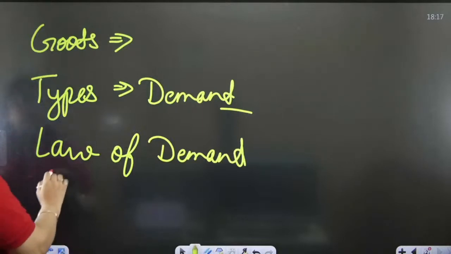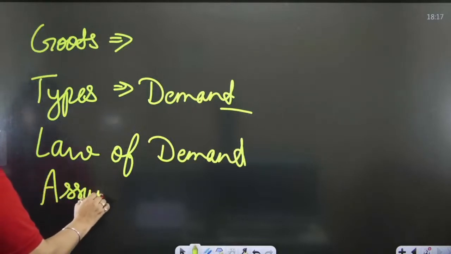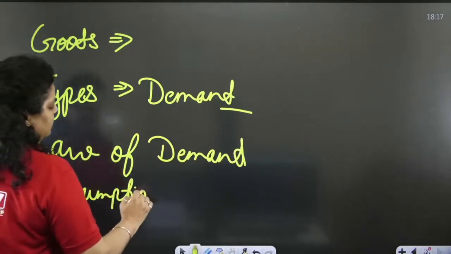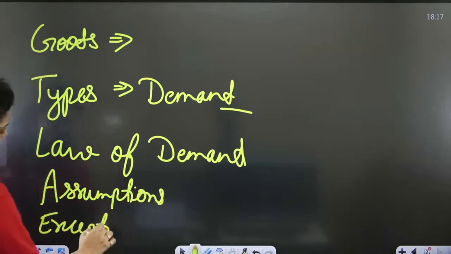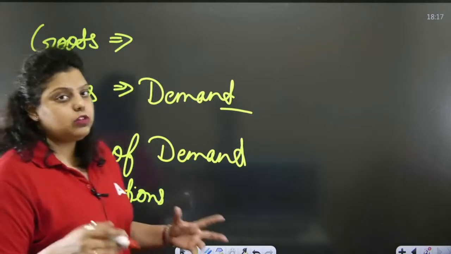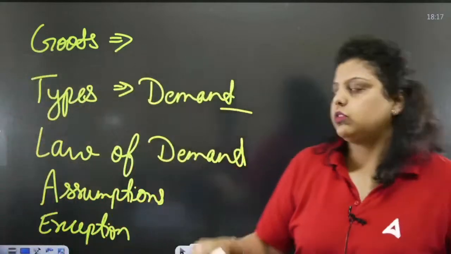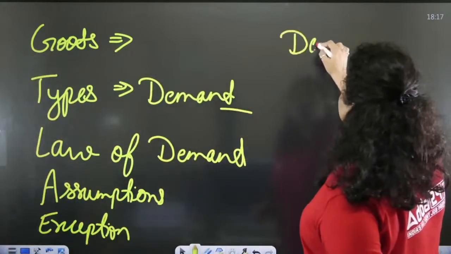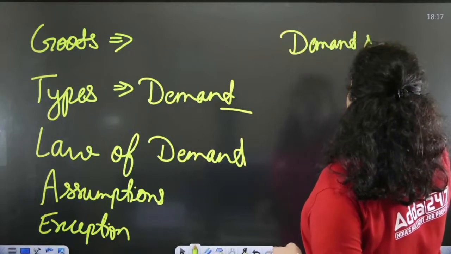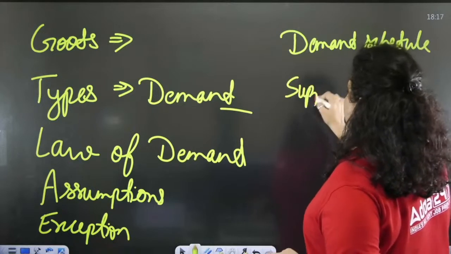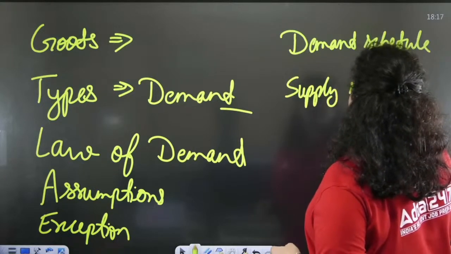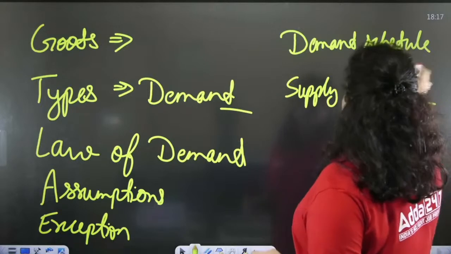We have also seen the assumptions of the law of demand. We have seen the exceptions of the law of demand. Apart from that, we have discussed the demand schedule and supply schedule. So this is what we have already discussed in your part 1.